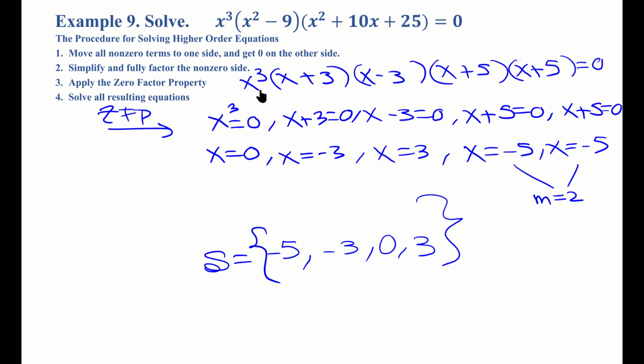Once again, I personally like to write these in ascending order from small to large, but I also find it as important for you to know that it doesn't matter if you don't put them in order. Okay? Sets are not ordered. And that's basically how to solve higher order equations using factors whenever it's possible.